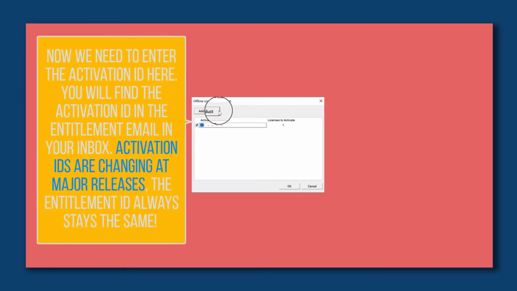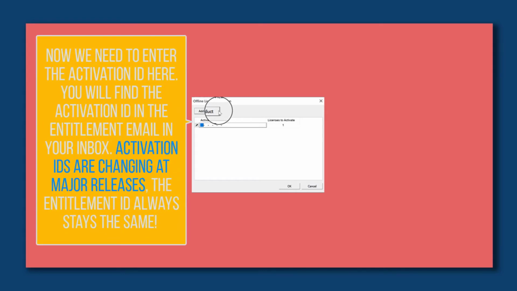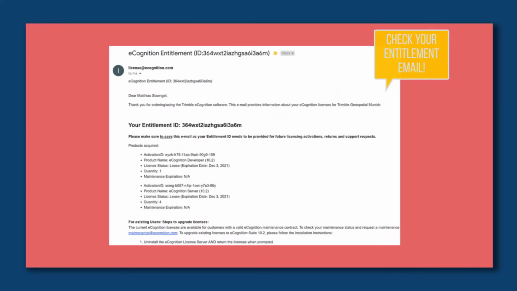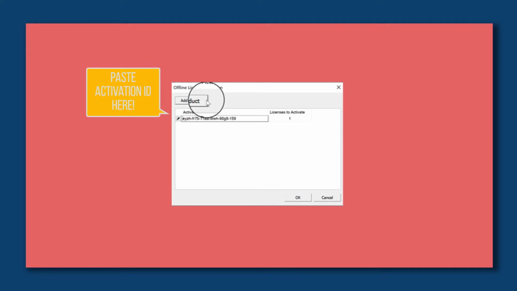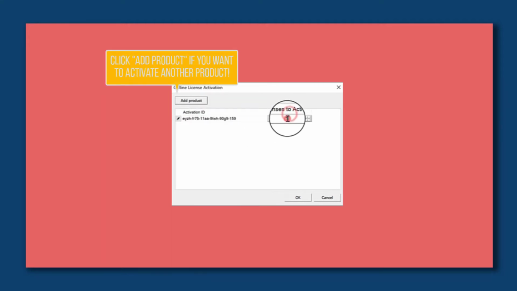Now hit Add Product. And here you have to enter the activation ID for the respective product. Where do you find that? Have a look at your entitlement email, and here you have the activation IDs. Those are different for each product. Copy and paste. You can increase the number of licenses here.